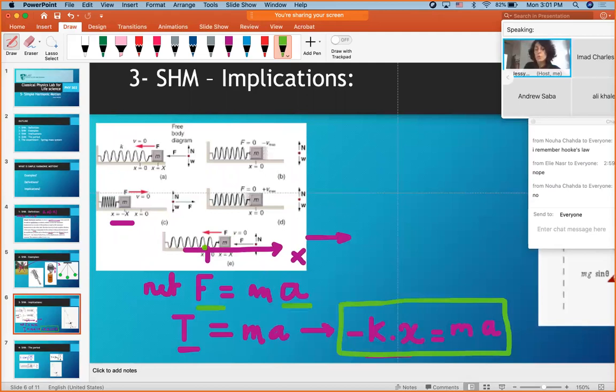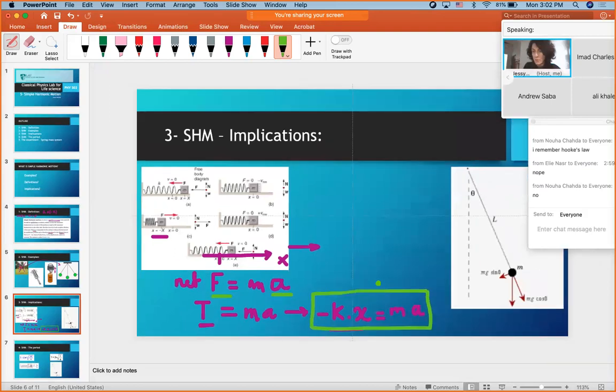So which means if you are on the right side of the 0, there is a force pulling you to the left. If you are on the left side of the 0, there is a force pulling you to the right, which means this is called a restoring force. If you go away from the center, it's going to pull you back to the center, always opposite to your position, okay? So this is it.